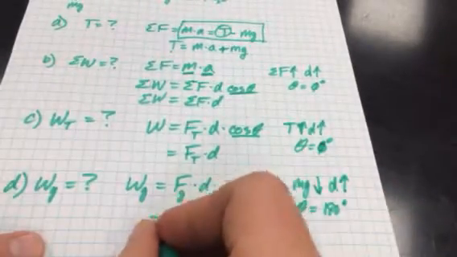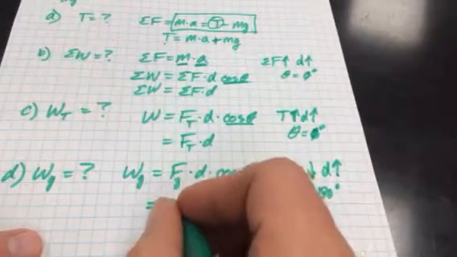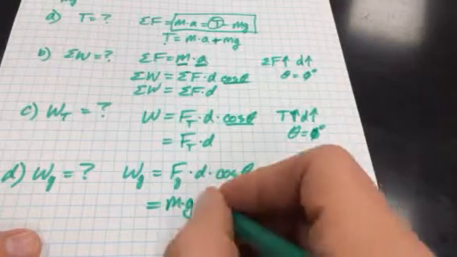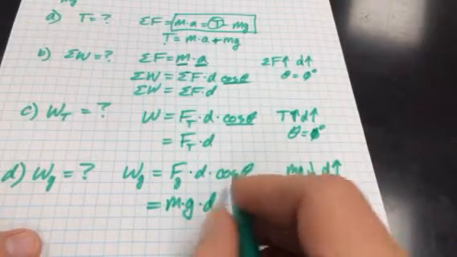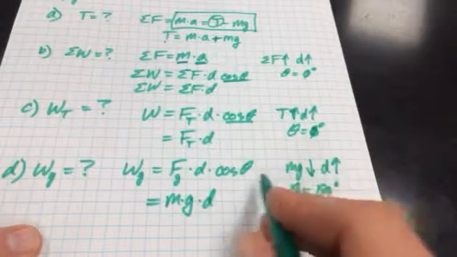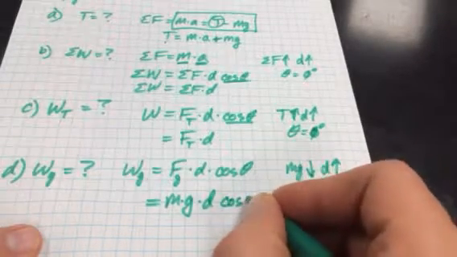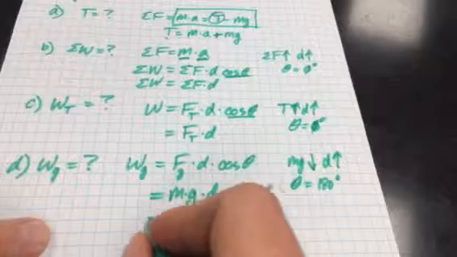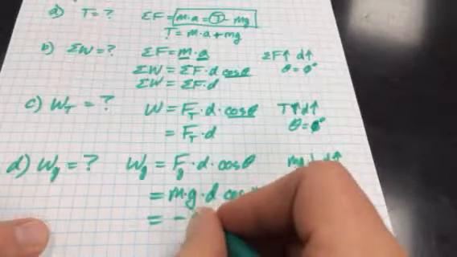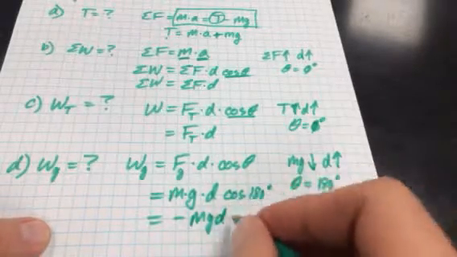So when I go back over here, I'm going to substitute in for the force of gravity times the distance. And in this case, since it is the cosine of 180 degrees, I guess I better go ahead and write that in there. Now the work done by gravity is actually going to be a negative number.